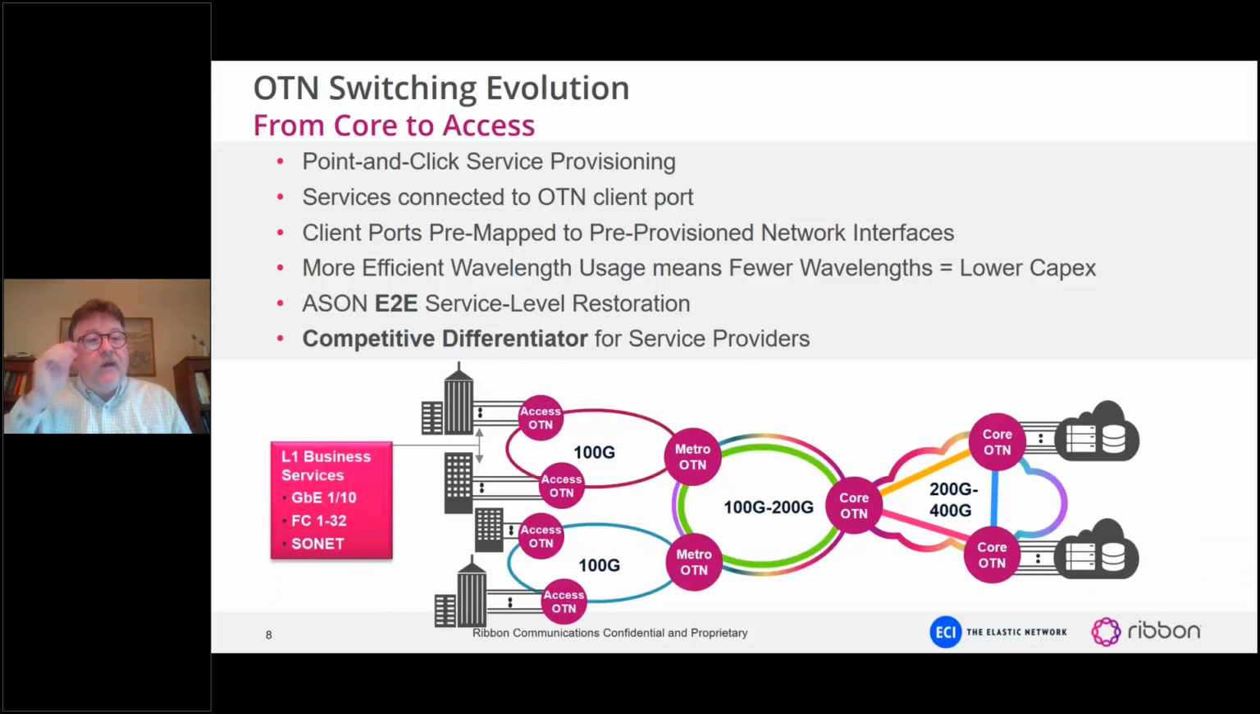Okay. So the OTN switching evolution. So as many of you I'm sure have seen or have in your network, you do have OTN.